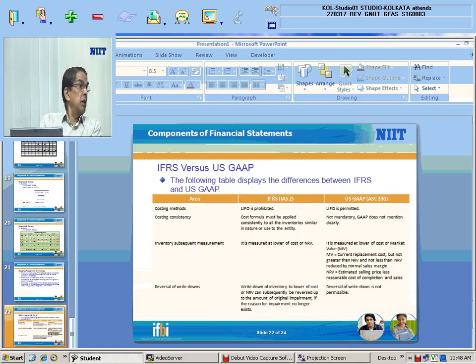Last thing, we'll talk about the difference between IFRS and US GAAP. So far we have been discussing only IFRS, so we'll note down the points relating to inventory accounting treatment, what are the differences between IFRS and US GAAP. In the area of costing method, IFRS strictly prohibits last in first out. LIFO is prohibited under IAS 2, whereas US GAAP, that is ASC 330, permits LIFO.